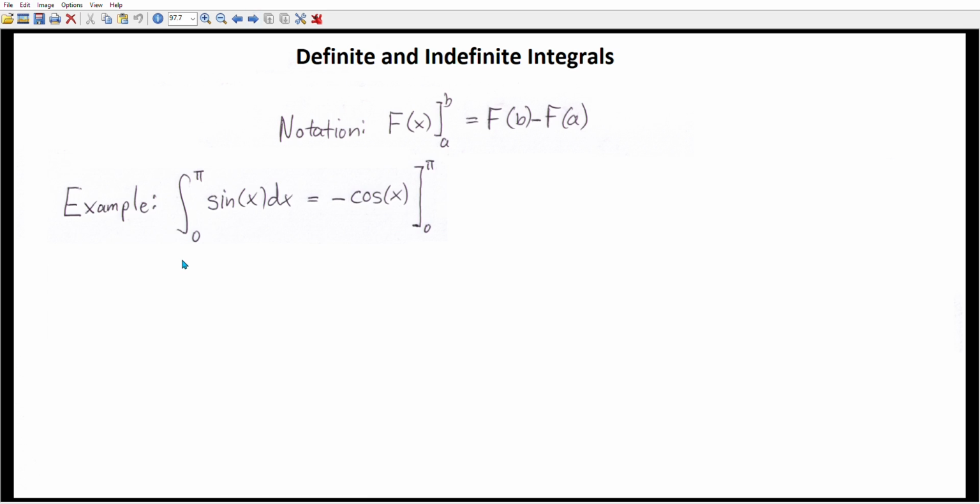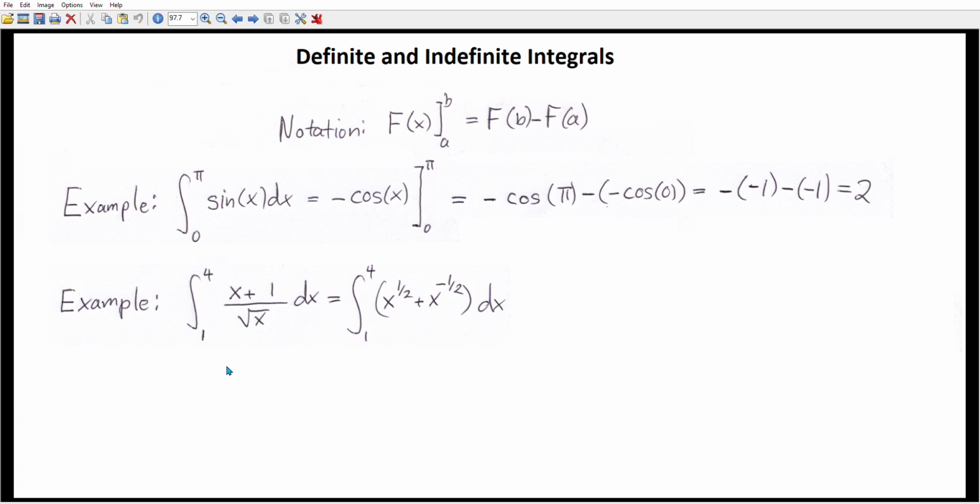So for example, the definite integral from 0 to pi of sine x dx. Well, we know that minus cosine x is an antiderivative, so it's minus cosine x evaluated between 0 and pi, which is just minus cosine pi, the top limit, minus minus cosine 0, the bottom limit, which is your F of b minus F of a. And when you do that, the cosine of pi is minus 1, the cosine of 0 is 1, so you get minus minus 1 minus minus 1, which is 2.